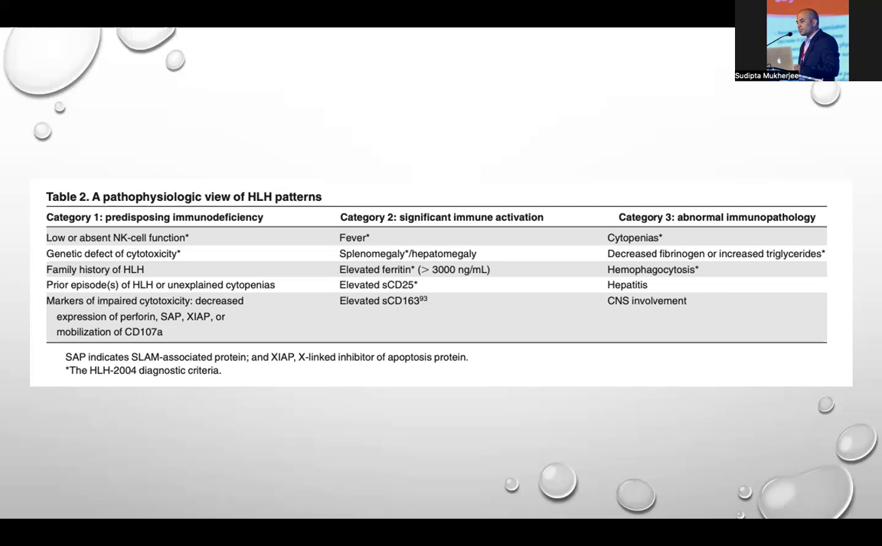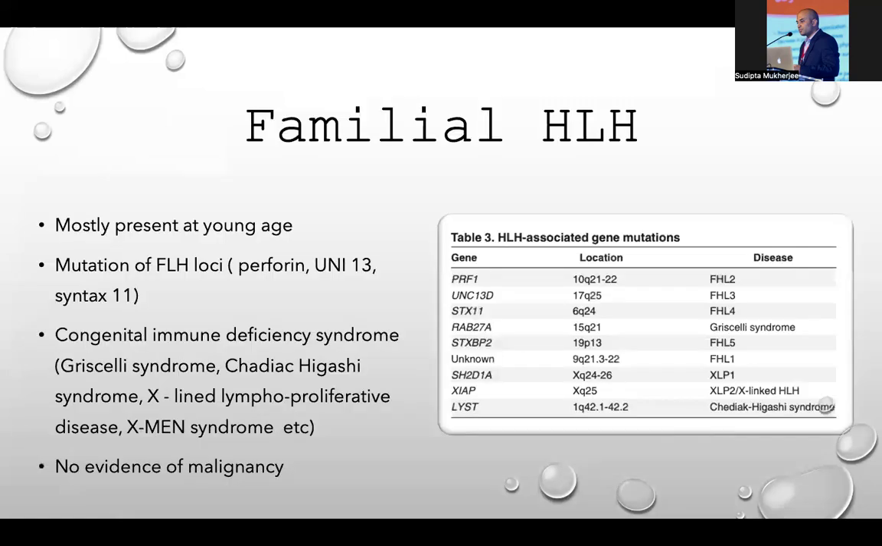In category 2, there is significant immune activation documented by persistent fever, splenomegaly along with hepatomegaly, and elevated ferritin. We usually take 3000 nanograms per ml as a cutoff. There can be elevated soluble CD25 and soluble CD163 molecules. And the last part, category 3, is abnormal immunopathology, which can be documented by cytopenias, decreased fibrinogen and increased triglycerides, hemophagocytosis, hepatitis, and CNS involvement.